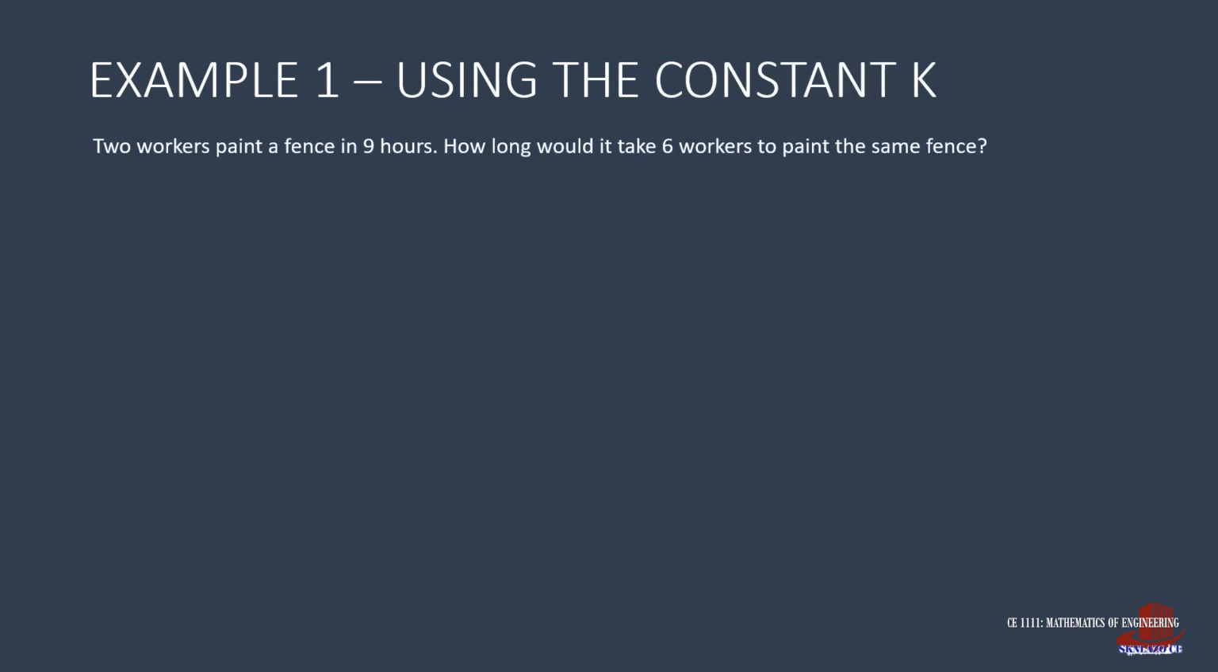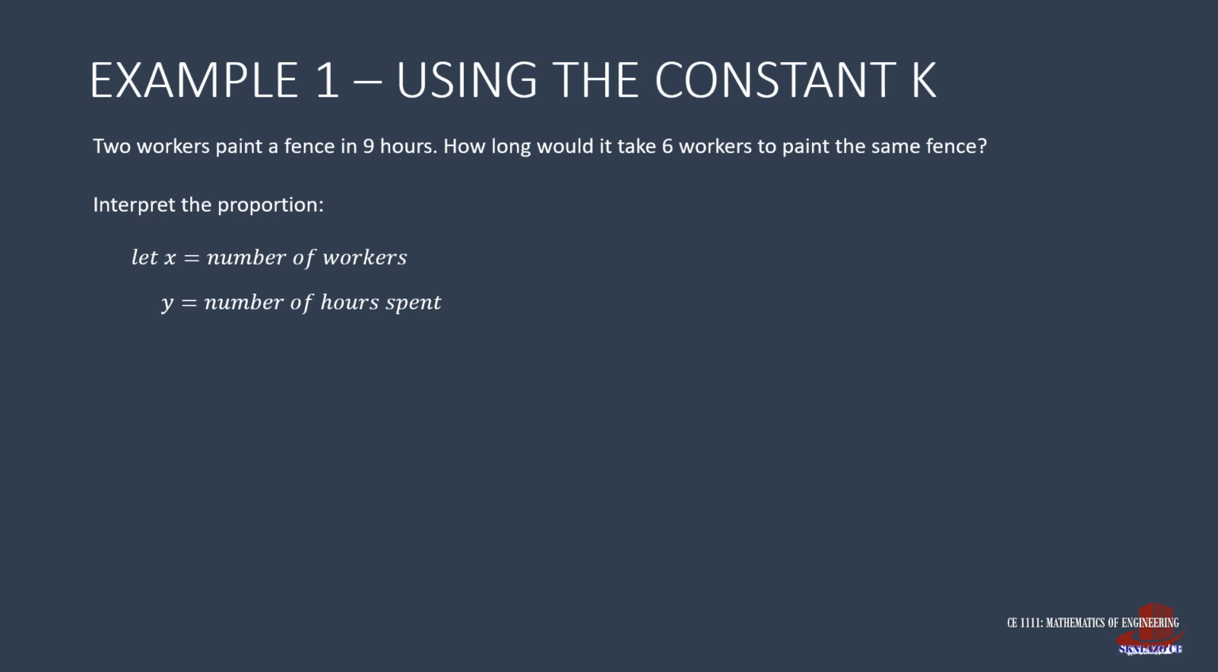We work on the first example using the constant k. The problem states, 2 workers paint a fence in 9 hours. How long would it take 6 workers to paint the same fence? There are two quantities involved in the example. We assign x for the first quantity, the number of workers. The second quantity is the number of hours spent, and we assign y for this.